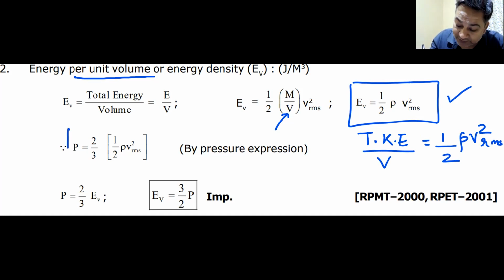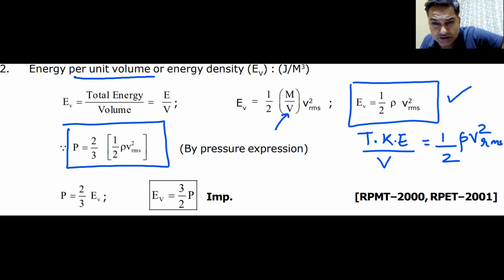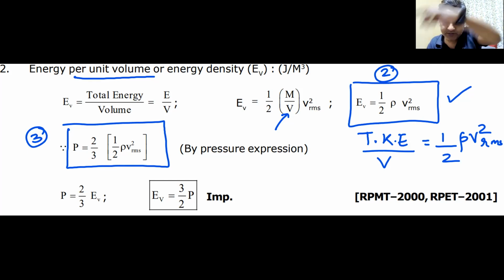We also know that this pressure can be written as 1 by 3 into rho times v rms square. From this equation, if I call this equation number 2, and this equation number 3, from equation number 2 and equation number 3, I can arrive at equation number 4. And as it is written, it is a very important equation which has come many times in the exam.